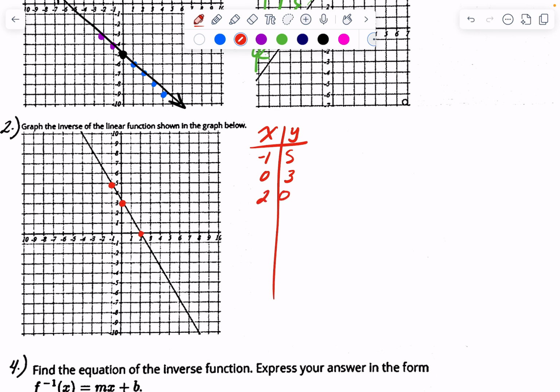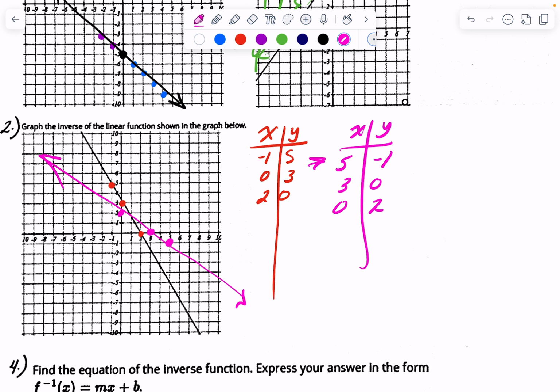Then if this were me on my test, I'd say I can regraph that with just 3 points. So I need to go 5, -1, 3, 0, 0, 2. See, I just switched my x, y points. So I'm going to graph that over 5 down 1, over 3 up 0, over 0 up 2. And then I would connect my pink dots.